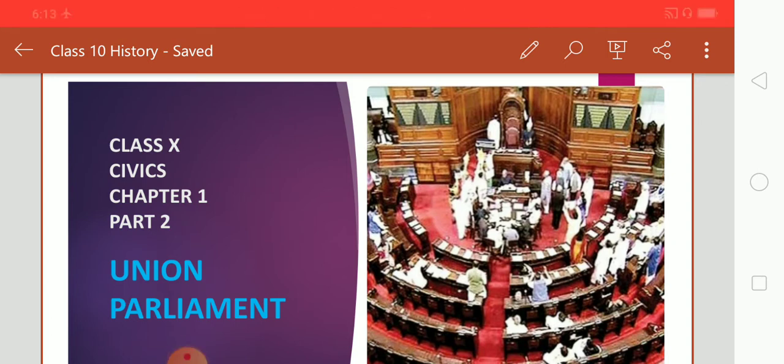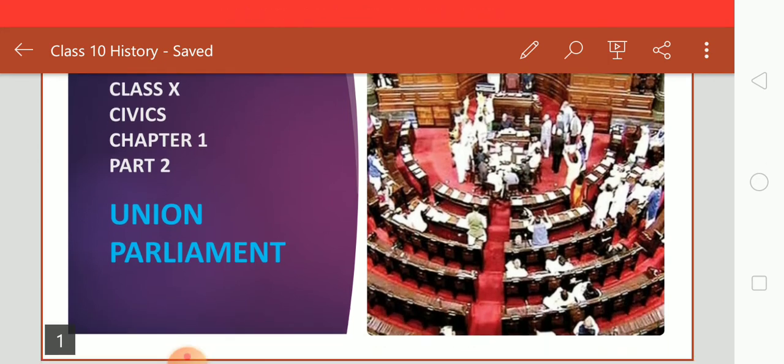In the previous class, we have discussed about the federal and unitary features of the Indian government and the composition and the qualification for being the members of Lok Sabha.